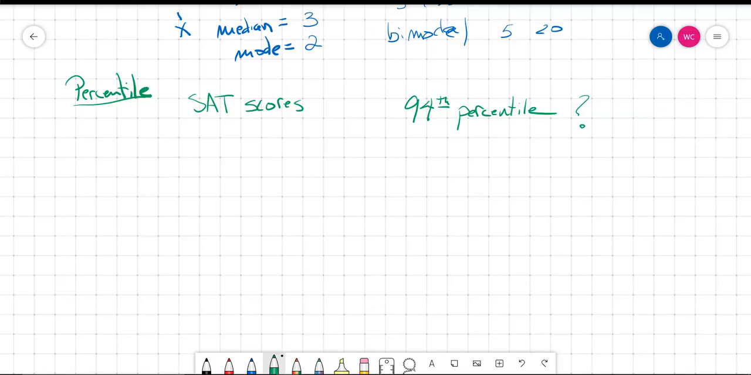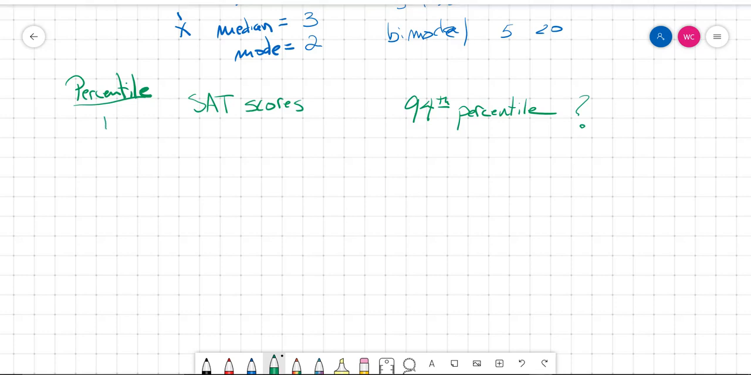Okay, so the next measure of location is the percentile measure. You often see this when you hear about SAT scores. So you might have gotten, say, a 720 on your math SAT, but they also tell you, oh, that was the 94th percentile. So what does that mean, that it was the 94th percentile?